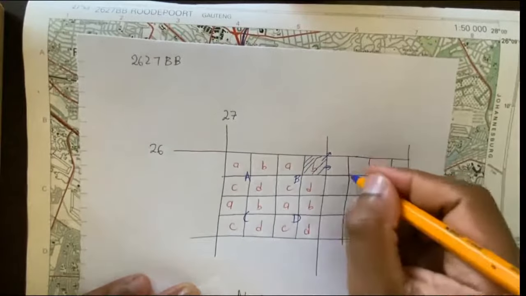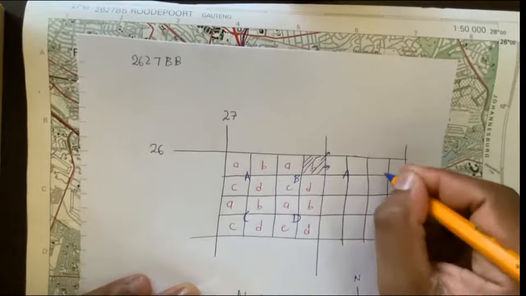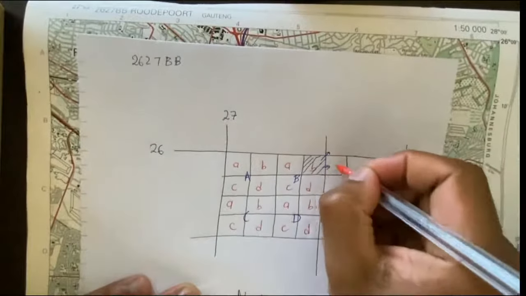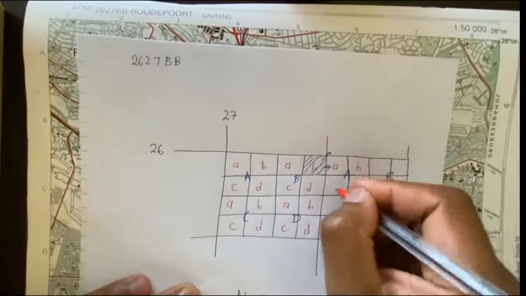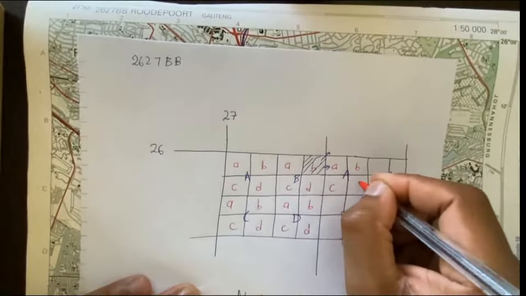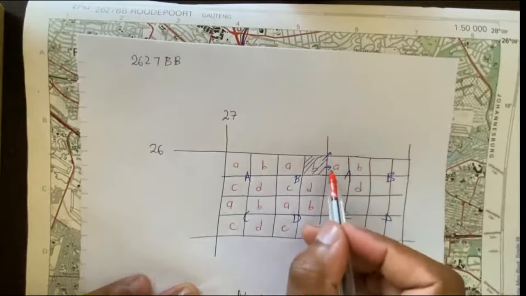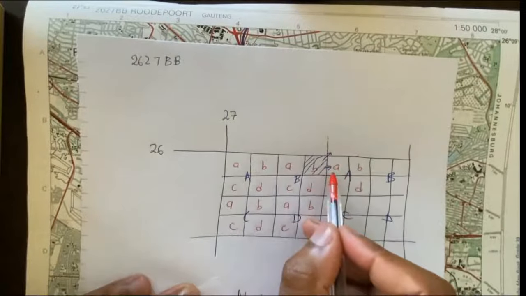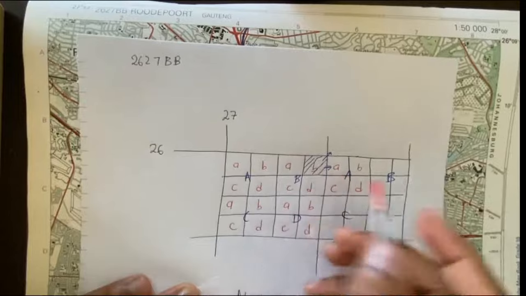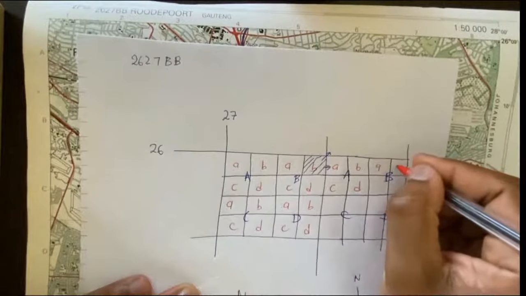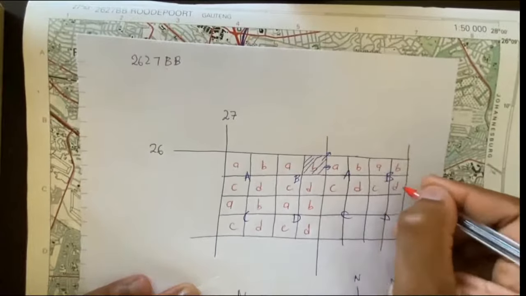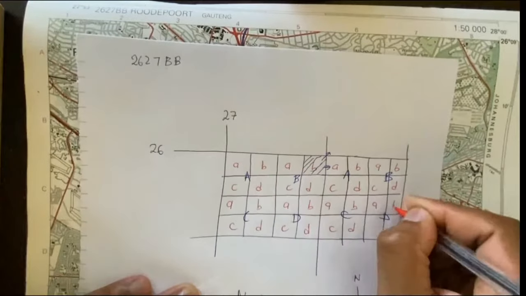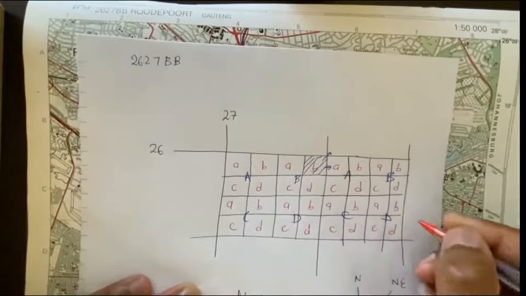Over here will be my A, my B, my C, my D, and then my AA, B, C, D. Already I can see that this block for east is pointing into AA, big block A, small block A. But for the purpose of this video, I'll just do everything: B, C, D, A, B, C, D.